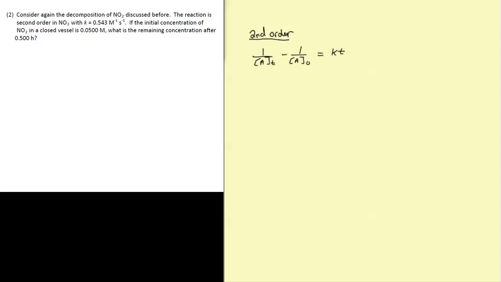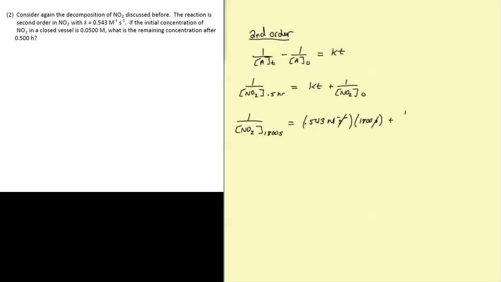And since we're looking for the concentration of NO2, we substitute A with NO2. The time that we're given is 0.5 hours. The problem with this is that our rate constant unit and our time unit are not the same. Our rate constant is in per seconds. So we're going to have to take our half hour and convert that into what it would be for seconds. This way you have the units canceling each other out.